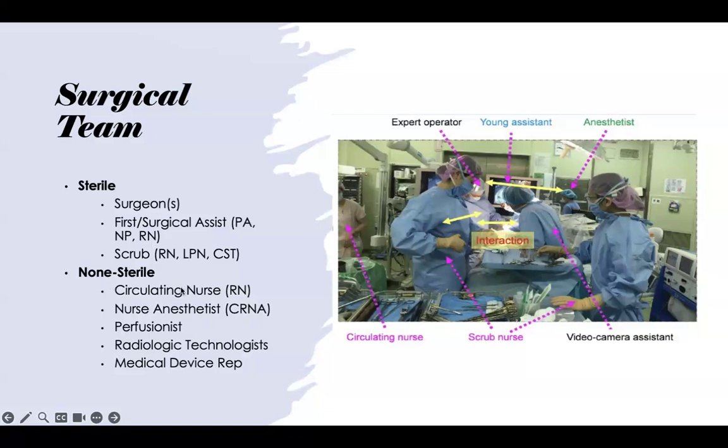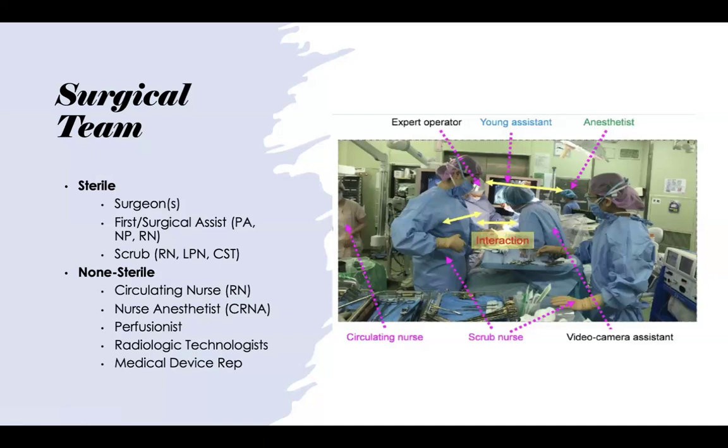Your non-sterile people are going to be your circulating nurse. They kind of circulate the room, make sure everything is going okay. If something is needed, they can go get something. Your nurse anesthetist or your anesthesiologist, they're not in the sterile field, I'm sorry, because they're at the head of the patient, making sure the patient is sedated and that they don't wake up from the sedation, and also making sure that the doctor knows the timing of how long the patient has been sedated, because they have time limits.